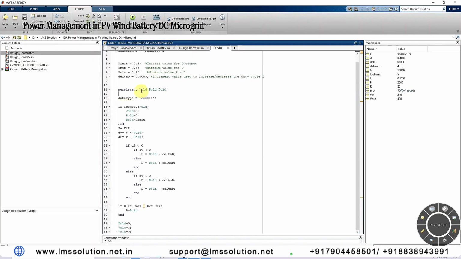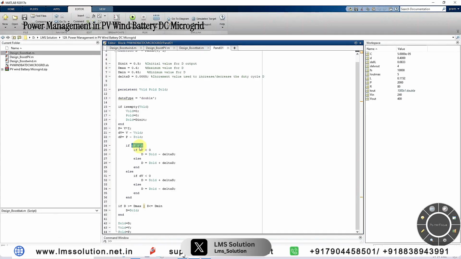And then here we are going to fix V old, P old, D old, to indicate the previous instant voltage, power and duty cycle. Initially, you have to provide some values for the previous instant values V old, P old, and D old. V old equal to 0, P old equal to 0, and D old is taken as the initial duty cycle. And then here we are calculating power, the change in voltage, the change in power, and then we are checking the change in power.